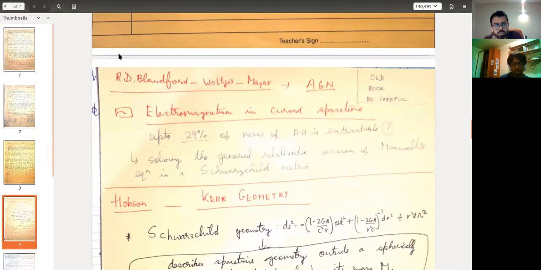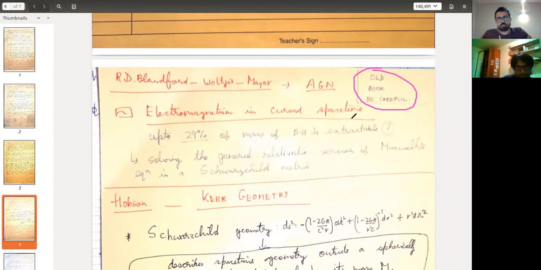And yes, this was the paper I was following, by Blandford, Voiter, and Mayer. They had written something on AGN. I have obviously noted here that it is an old book, so one has to be careful. What they were doing is solving electromagnetism in curved spacetime.